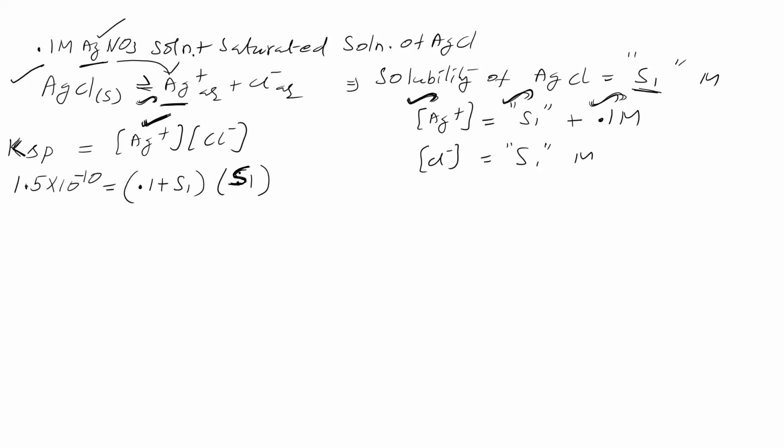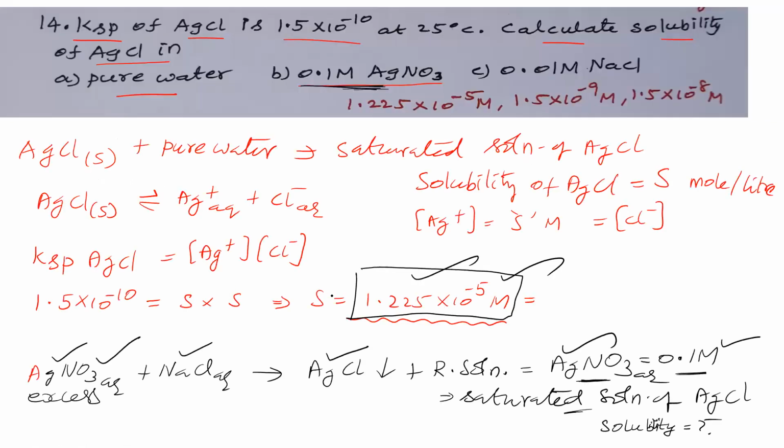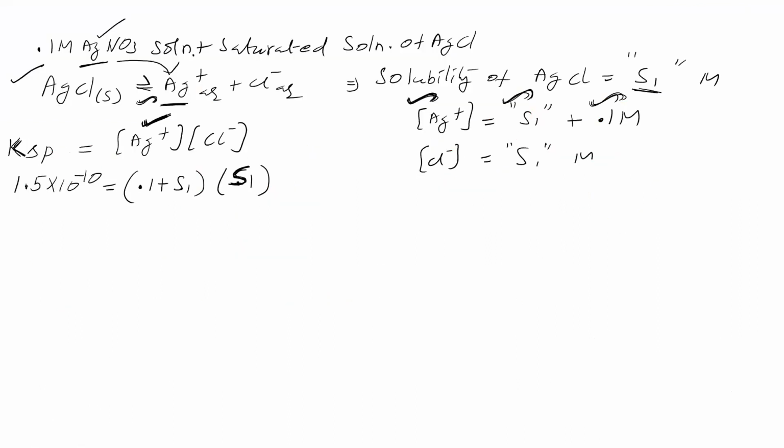Then let us simplify this one. Now before simplifying, shall we take an approximation or not? We will see here. The solubility of AgCl in pure water is 10 power minus 5. Due to the presence of silver nitrate, it gives the common ion Ag plus. Due to the common ion effect, the solubility of AgCl is still less when compared to this. Therefore, S1 is less than 10 power minus 5 molar, so for approximation we can take 0.1.